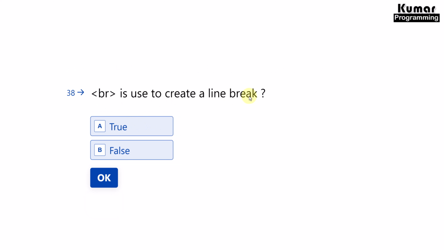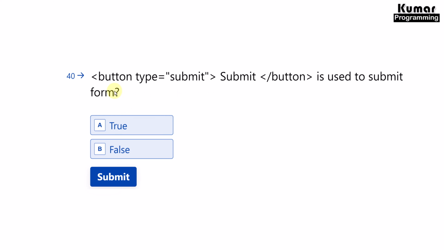BR is used to create a line break. That's true. H7 is the smallest heading. There is no H7. H6 is the smallest heading. So that is false. Button type equal to submit is used to submit the form. Is this true? Yes, it's true.